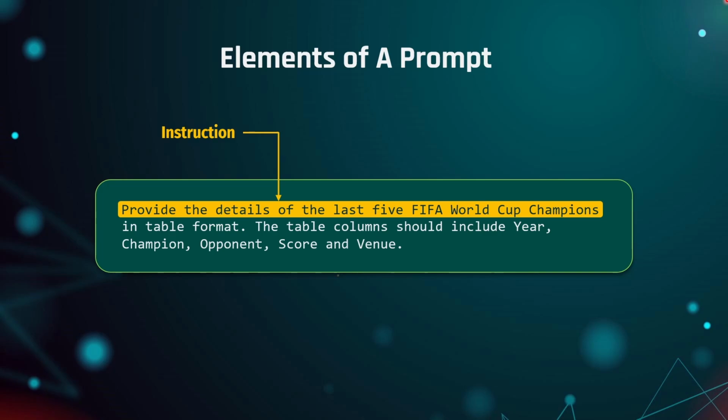Okay, and this portion, this instruction, no matter what you ask ChatGPT, right? হতে পারে you want to summarize a text, maybe you want to translate something, হতে পারে you want some sort of explanation, right? Whatever it is, when you know what to ask, all you do is you command ChatGPT with words like summarize, translate, explain, solve. In this particular case, it is provide, right? Provide the details of the last 5 World Cup champions.